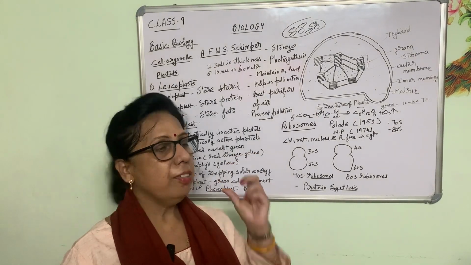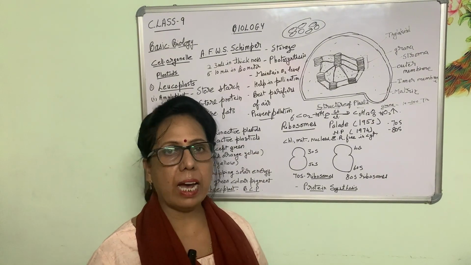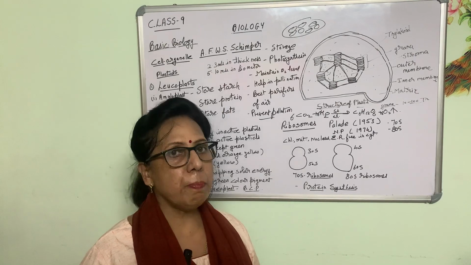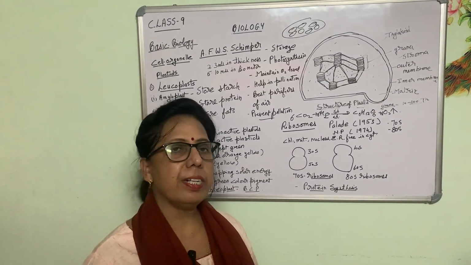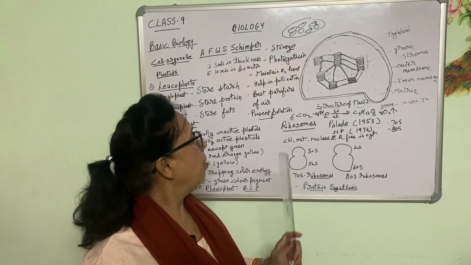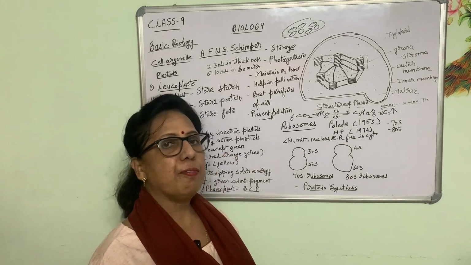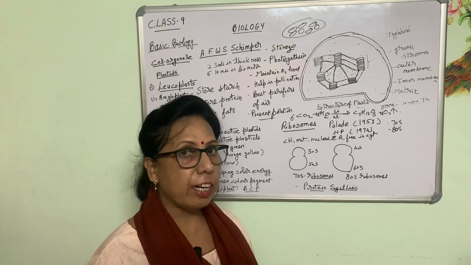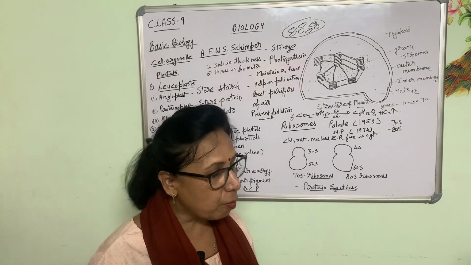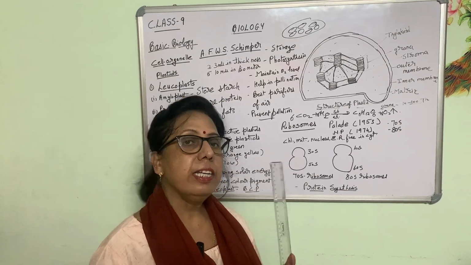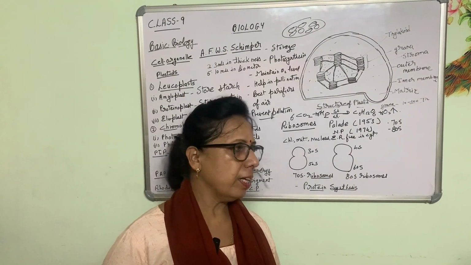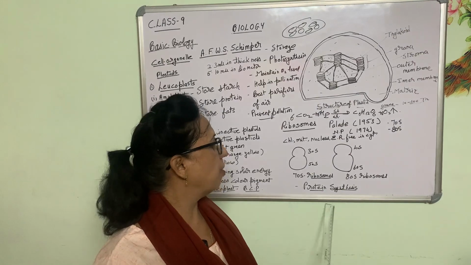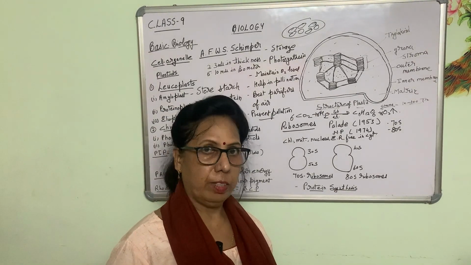70S ribosomes are generally found in blue-green algae and bacteria. 80S ribosomes are generally found in eukaryotes. They are found in the chloroplast, in mitochondria, in endoplasmic reticulum, in the nucleus, and freely in the cytoplasm, and they help in the synthesis of protein.